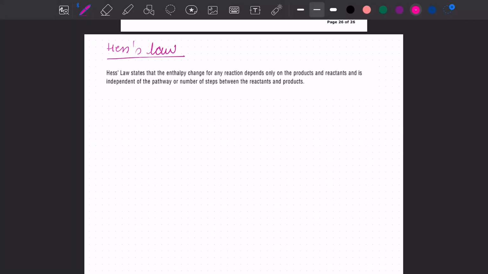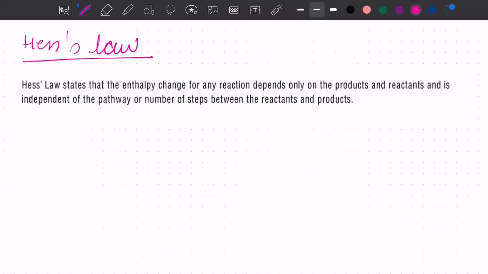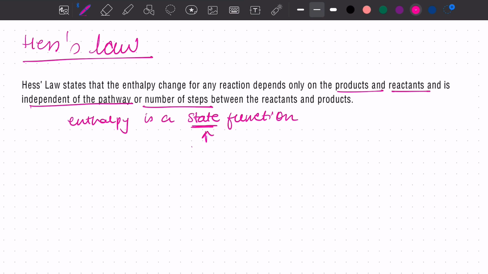Thermochemistry, Hess's law. The statement of Hess's law is given to you. It is basically saying that the enthalpy change of any reaction only depends on the initial and the final stage, the products and the reactants, and is not dependent on the pathway or the number of steps it takes to start from the reactants and reach the products. It is basically a restatement of the fact that enthalpy is a state function, not dependent on path.